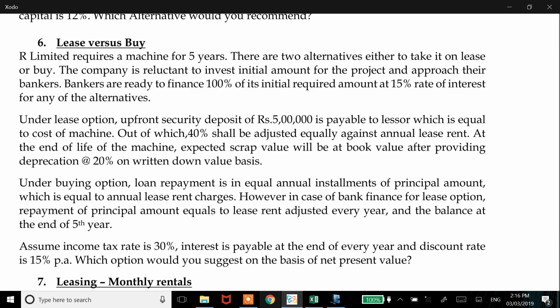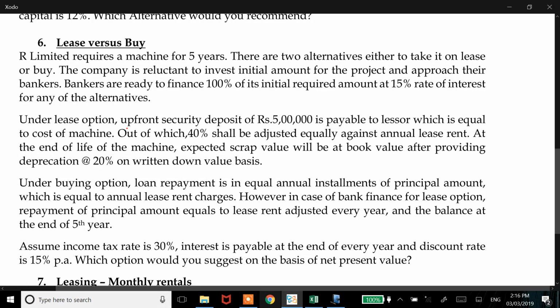Okay. Now, R Limited wants a machine for 5 years. There are two alternatives, either to take it on lease or buy. Company doesn't have money, so they approach their bankers. Bankers are ready to finance 100% at 15% rate of interest.